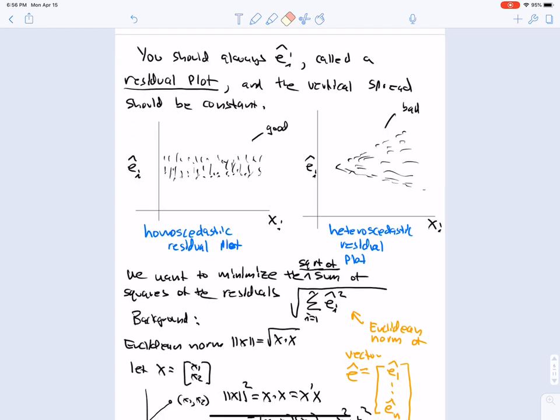So now you should always plot the residuals. This is called a residual plot. The picture on the left is a good homoscedastic residual plot. The picture on the right is a bad heteroscedastic residual plot. In the picture on the right, the variance of the residuals is changing with x. This is not the case on the left.